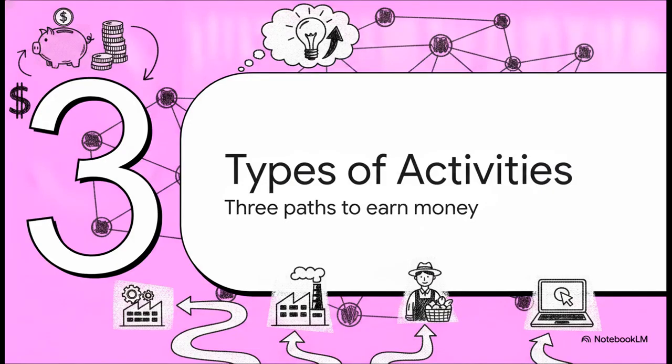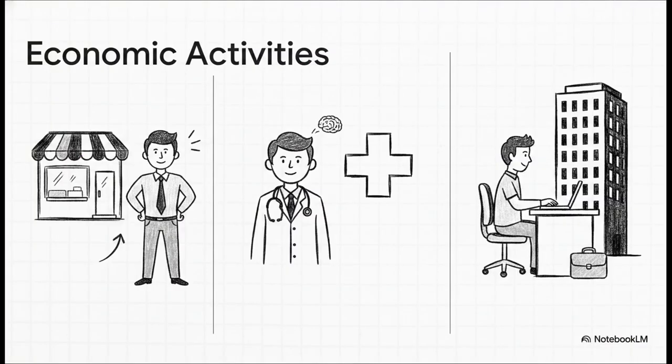All right, so how do people actually go about doing that? Let's move into the specific types of activities, basically the 3 paths you can take to earn that money. Within this branch of economic activities, there are 3 distinct buckets your work can fall into. Number 1, business. Number 2, profession. And number 3, employment. So whether you're a rogue entrepreneur launching a tech startup, a doctor running a private clinic, or a software engineer clocking in at a massive corporation, your economic activity fits into one of these 3 paths.